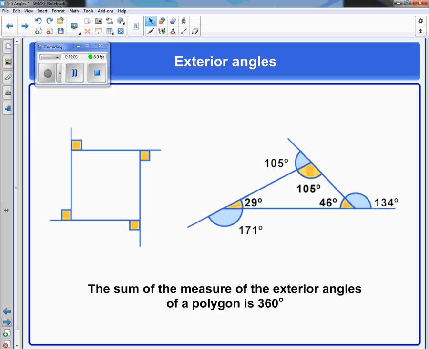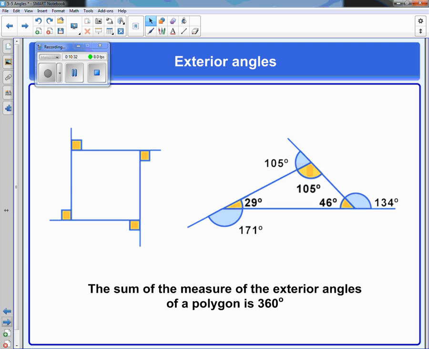So, what is a polygon? Someone tell me. A polygon. Any shape or figure that has all straight line sides. Almost. It's a closed figure. Write that down. A polygon is a closed figure, and it has 3 or more sides.